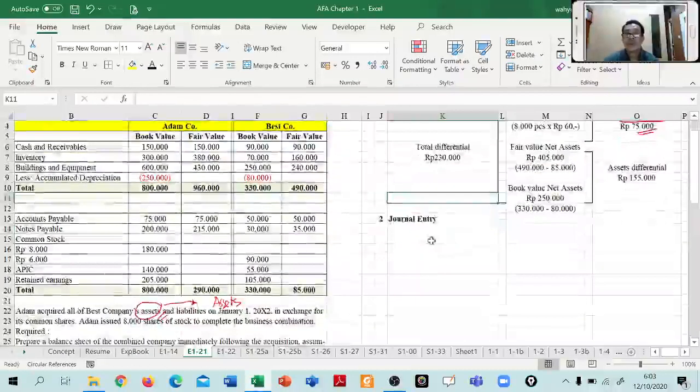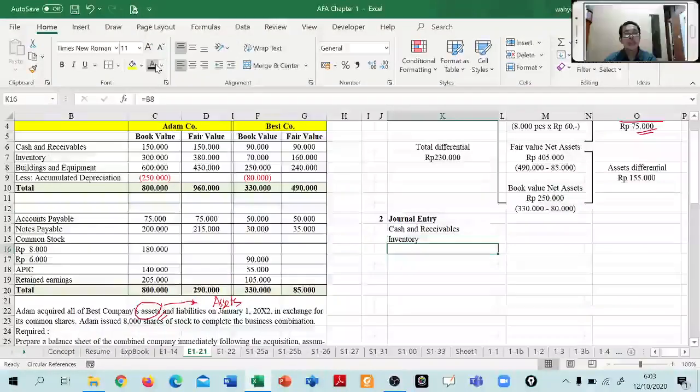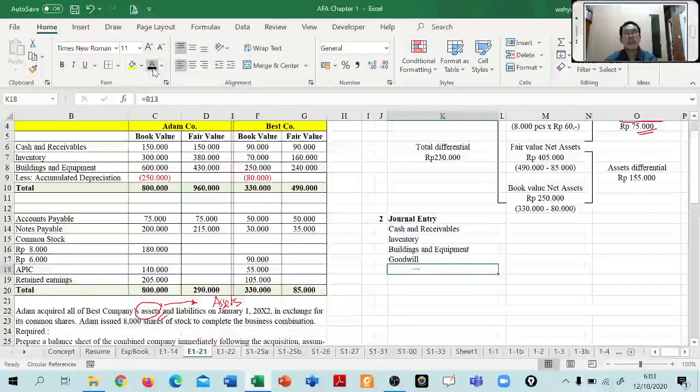Okay, next make a journal entry based on this data. We must enter each account: cash and receivable, then inventory, building and equipment, goodwill. Okay, next, account payable, notes payable, common stock, and additional paid-in capital.